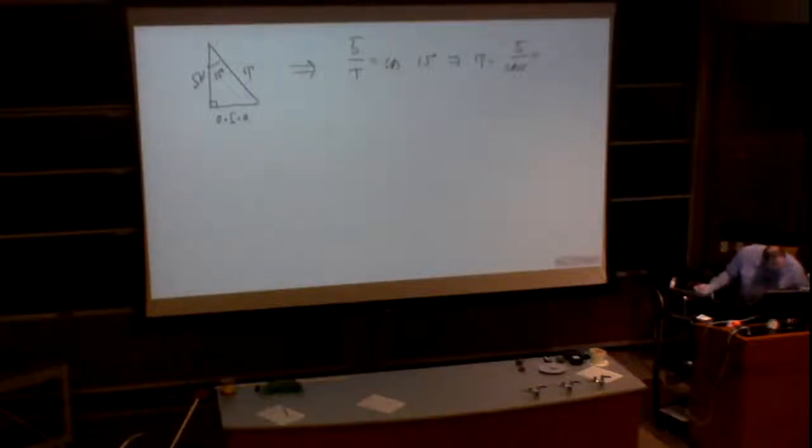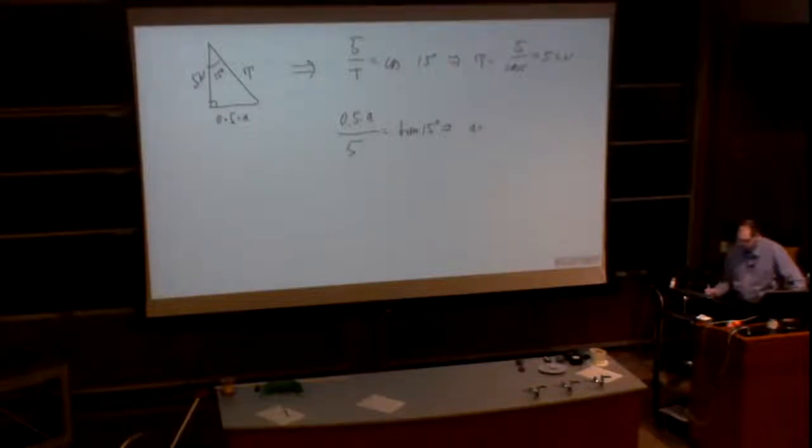Come on. 5 divided by cosine 15. I got 5.17, 5.2. And now, 0.5 times acceleration divided by 5 newtons should be equal to tangent of 15 degrees. So acceleration will be equal to 10 times tangent of 15 degrees. And 10 is actually g.